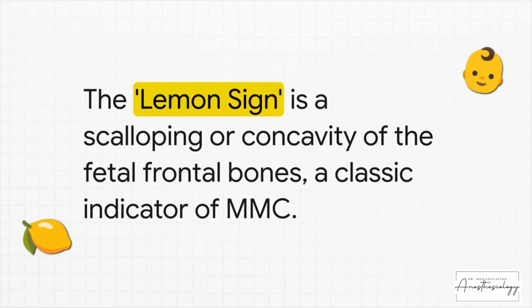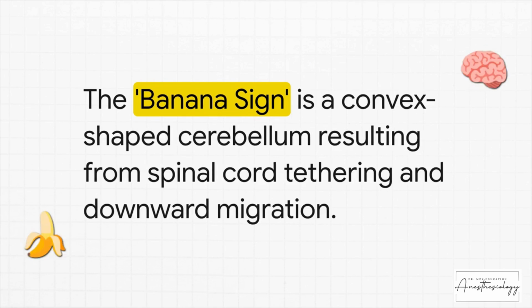On that ultrasound, one of the classic things you might see is what's called the lemon sign. It's this distinct scalloping shape of the fetal frontal bones. And along with that, you have the banana sign. This is when the cerebellum gets pulled downward because of the tethered spinal cord, giving it this convex shape. When you see both the lemon and banana signs, it's very strong evidence for an MMC diagnosis.